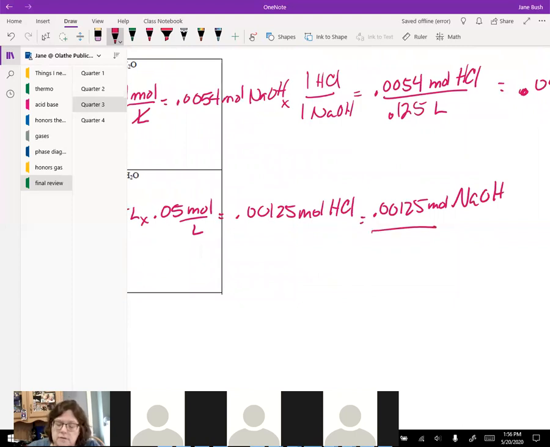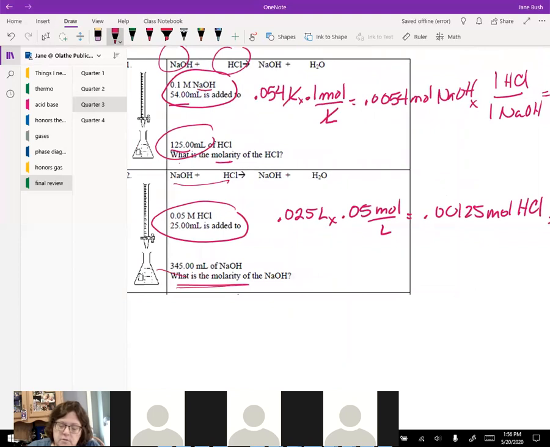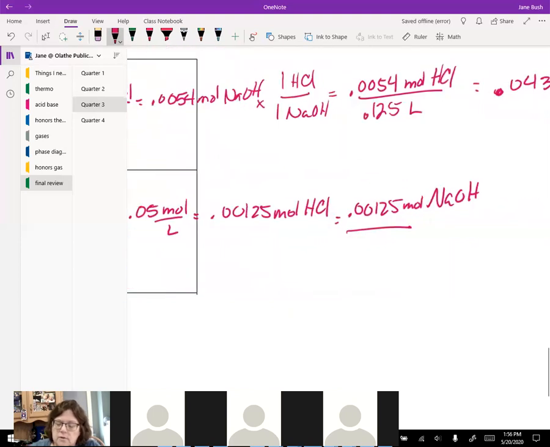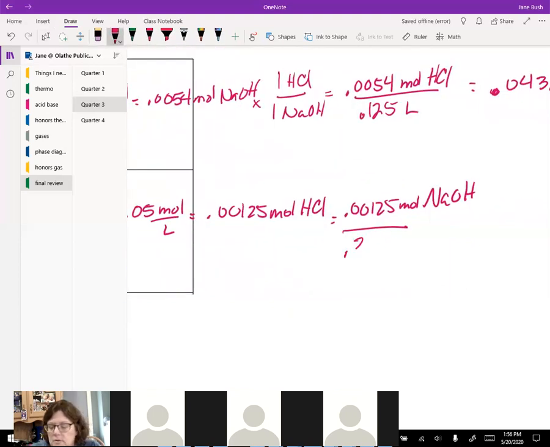How do I change to molarity? Divide by liters. How many liters did we use? We used 345 milliliters. Divided by 0.345. Okay. That makes sense?